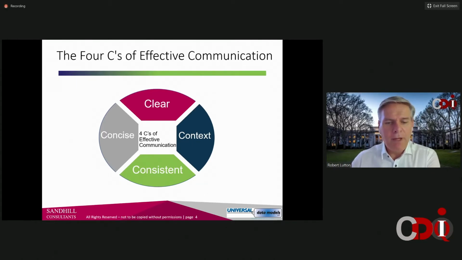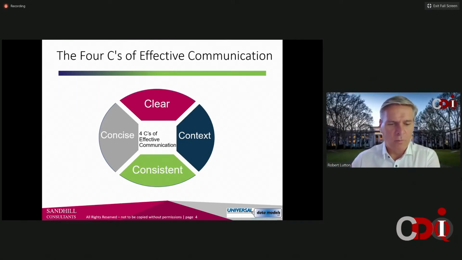So what do we mean by clear? You have a definition that distinctly captures the essence and term of the meaning so that it's well understood. What do we mean by concise? Your definition is brief and to the point, and it does not include any extraneous information that does not add any value.